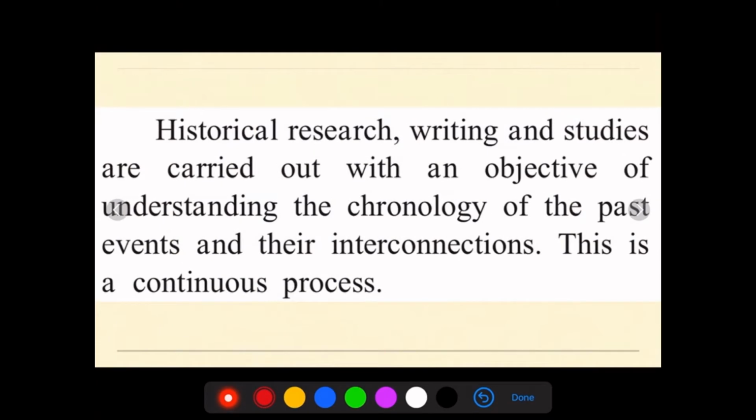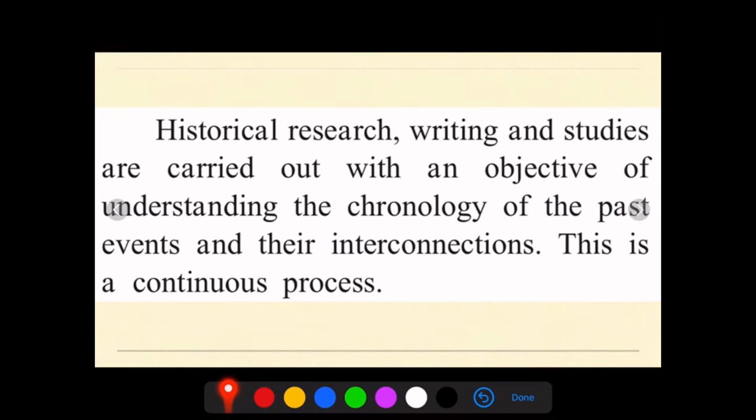Historical research, writing and studies are carried out with an objective of understanding the chronology of the past events and their interconnections. This is a continuous process. Now, historical research, we know history, we do research and then we come to a conclusion. Then writing and studies are carried out with an objective. Why do we do research, writings, and study about history? It is to understand the chronology of the past events.